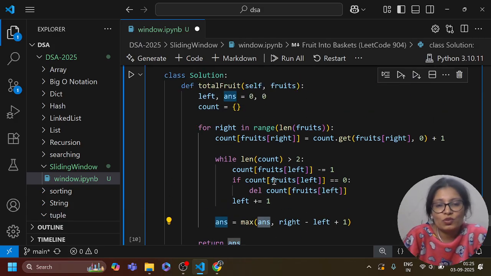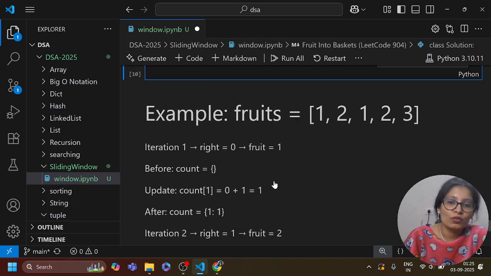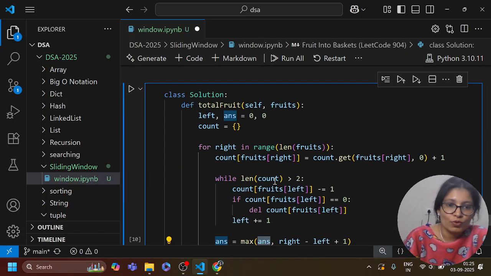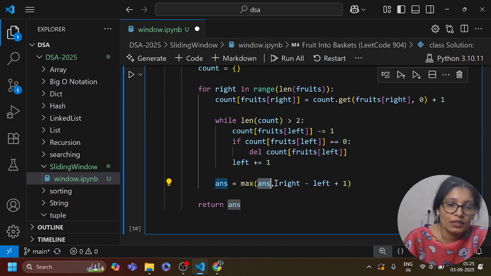And we need to return it. So I hope you got it, because we already solved lots of problems on sliding window.